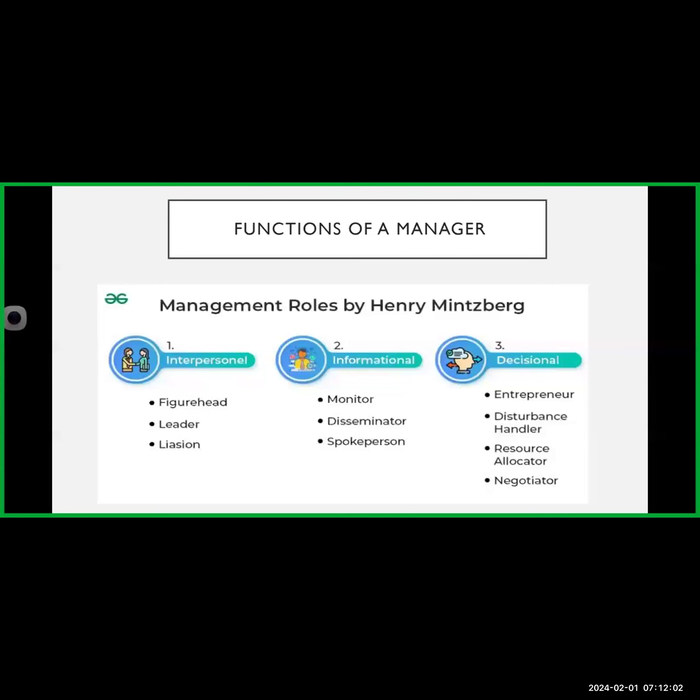So the third interpersonal role, that of liaison, deals with professional networking. A manager has to maintain a network of relationships outside the organization on behalf of the organization. Okay, then under informational, managers have to collect, disseminate, and transmit information. So they have three corresponding informational roles as a monitor, disseminator, and spokesperson.